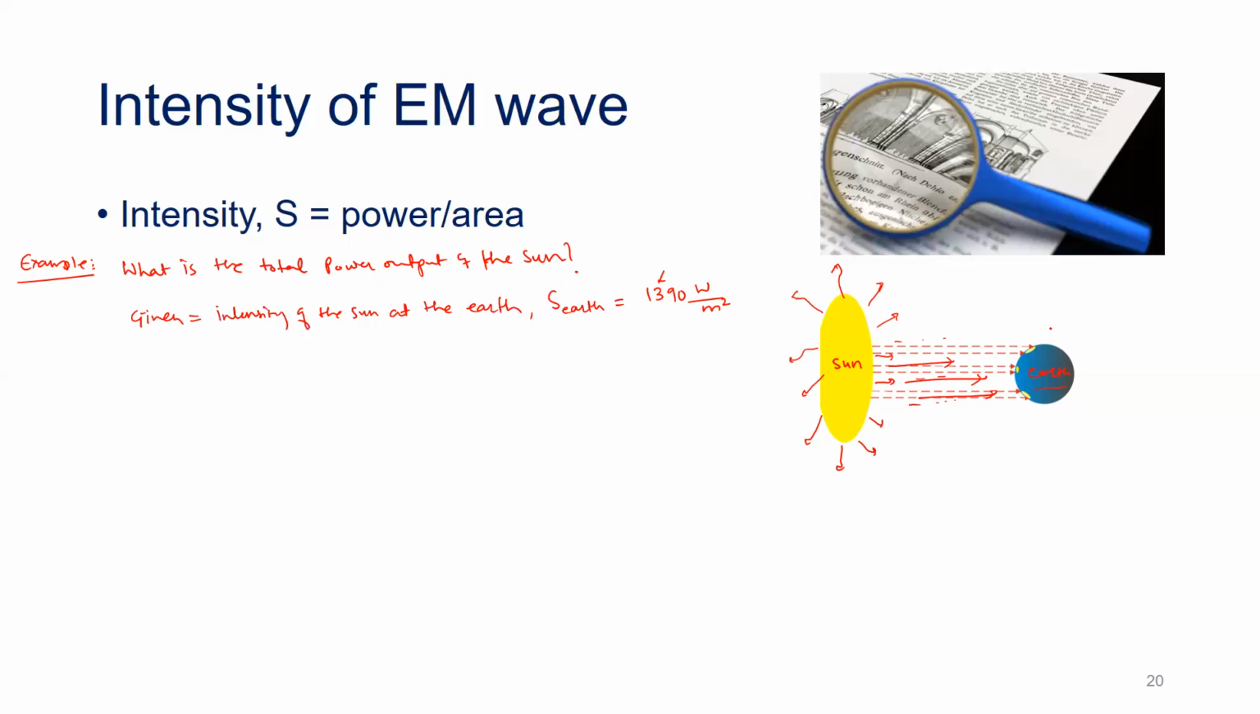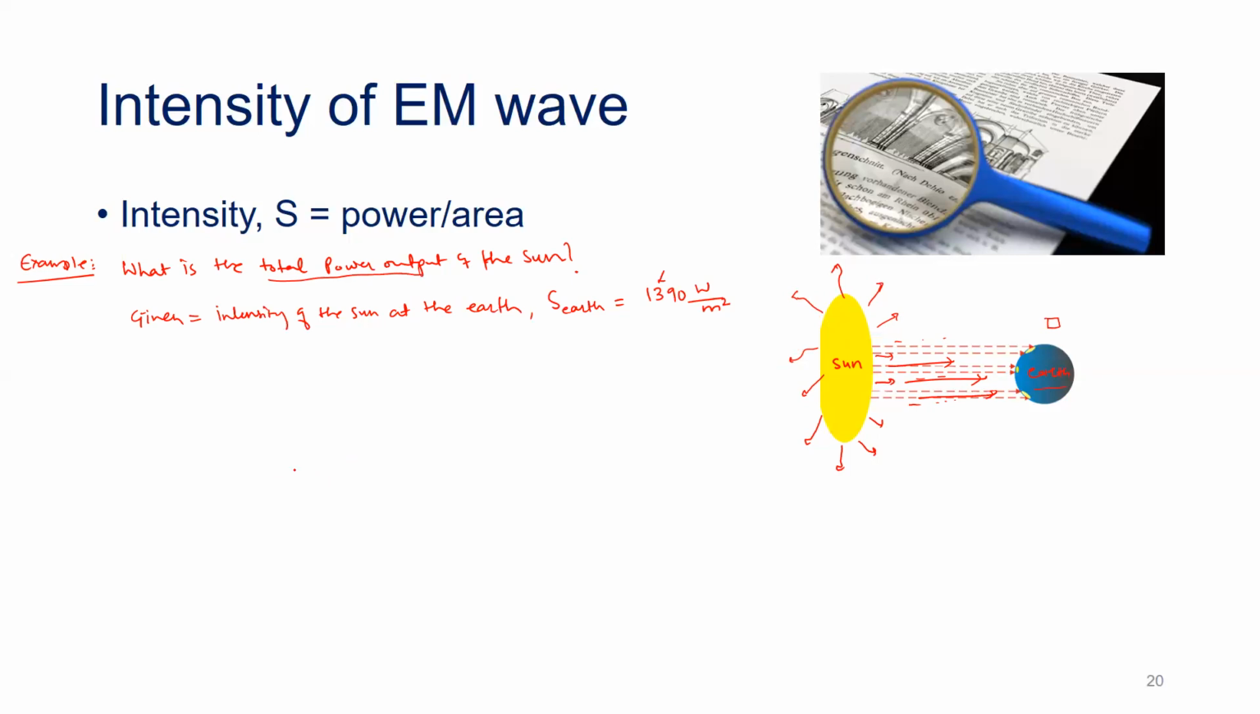So on the earth, in 1 square meter area of the earth, this much is the power that is coming to the earth from the sun. And what is the question here? We have to determine the total power. How much is the total power? Of course we are at the earth and we want to know what is the power at the sun. So to understand this question, let me draw this figure in this way.